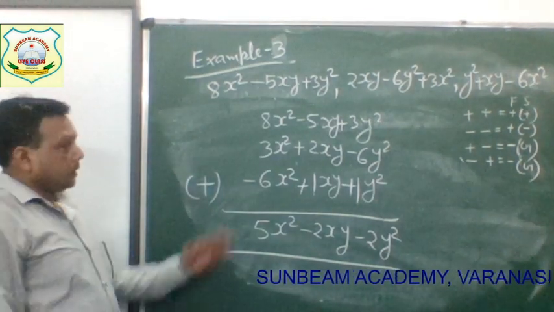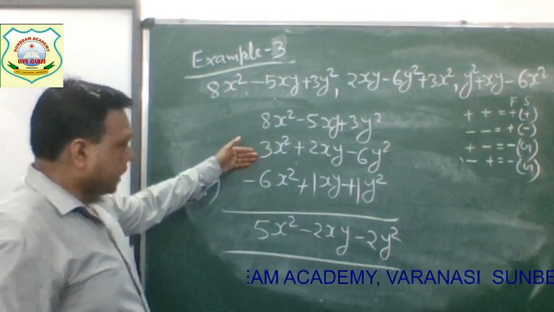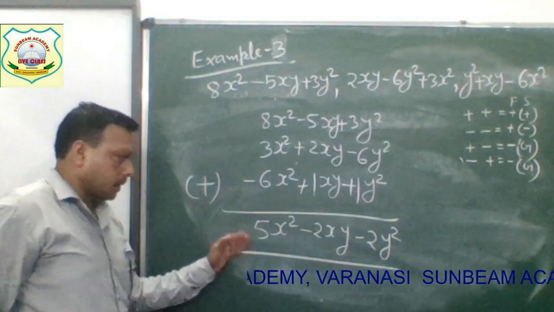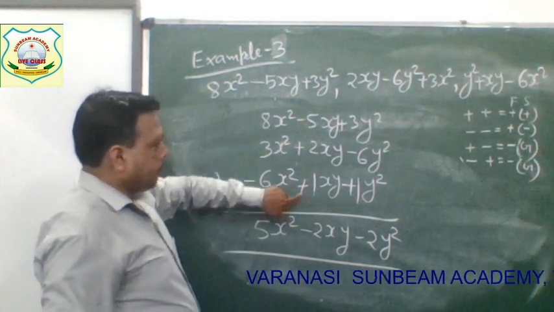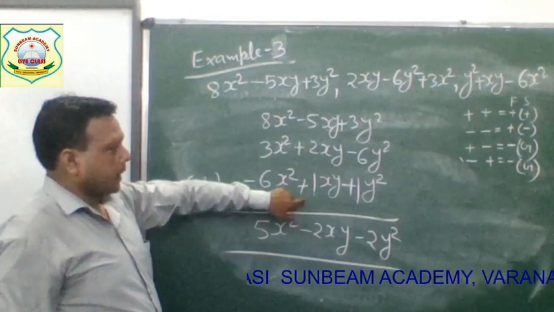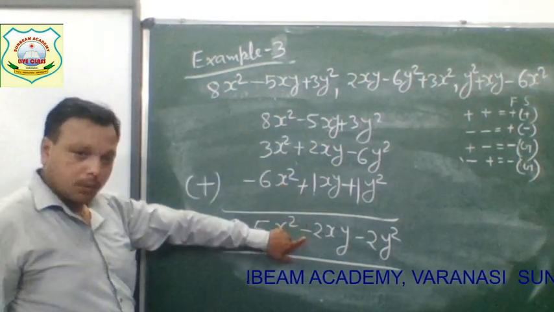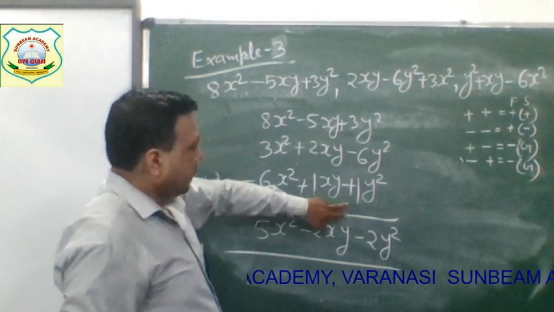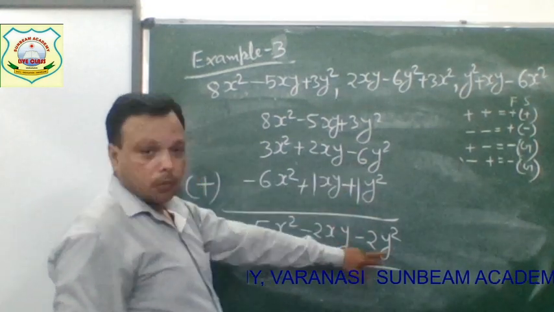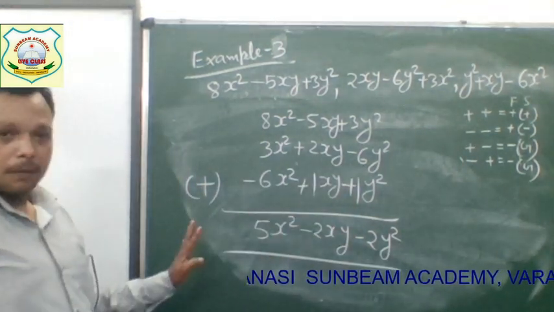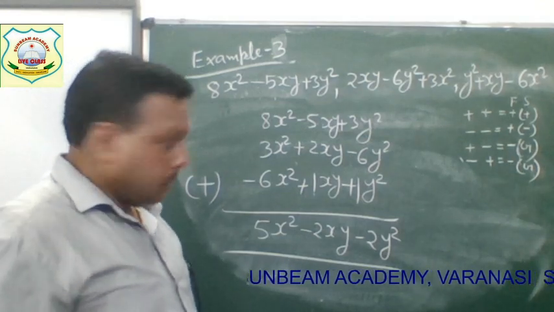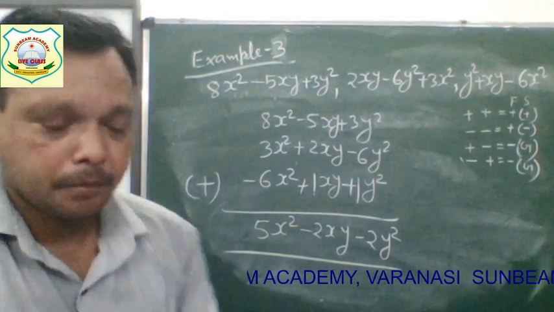Okay students, 8x square plus 3, 11, minus 6, 5x square. Minus 5 plus 2 plus 1, that is 3, minus 5 plus 3, that is minus 2xy. 3 plus 1, 4, 4 minus 6, minus 2y square. Hope everyone is clear on this example. Just note it down, everyone.